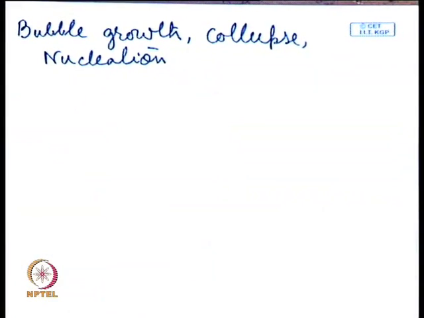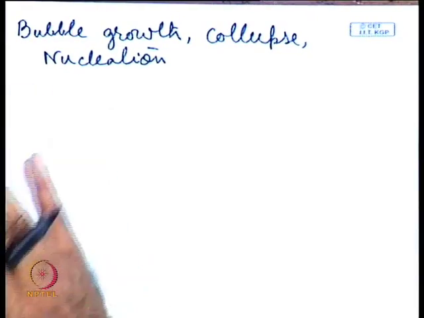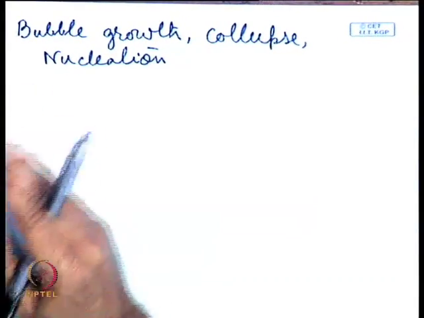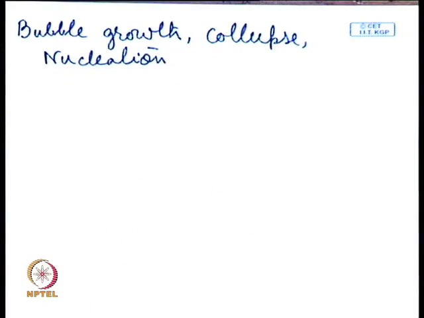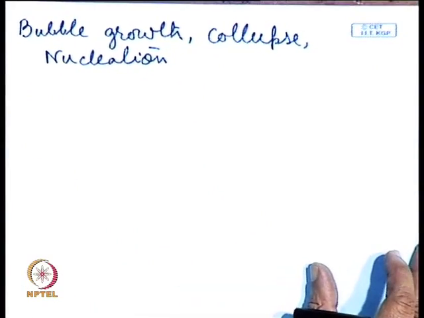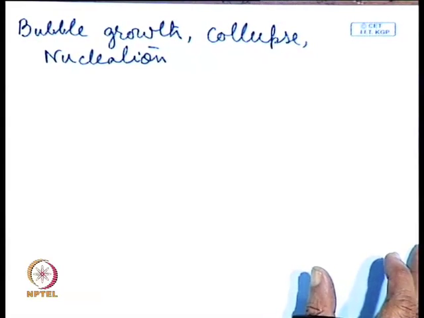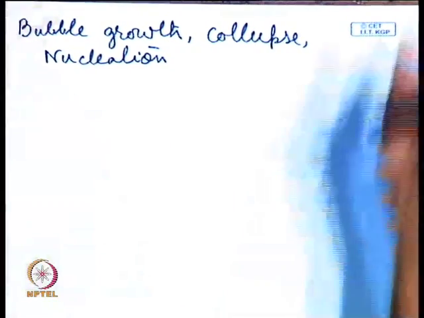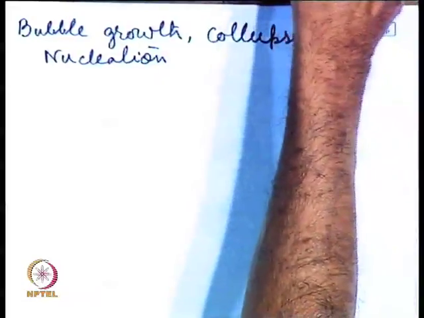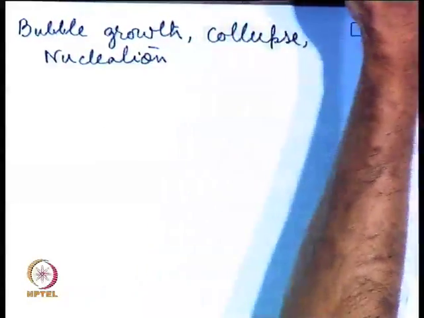Chronologically it should have been bubble nucleation, growth, collapse, but the nucleation part I have intentionally kept after the growth and collapse, because initially it is easier to understand the bubble growth and collapse. Then if we try to analyze nucleation, with our knowledge of bubble growth and collapse, we will be in a better position to appreciate that.